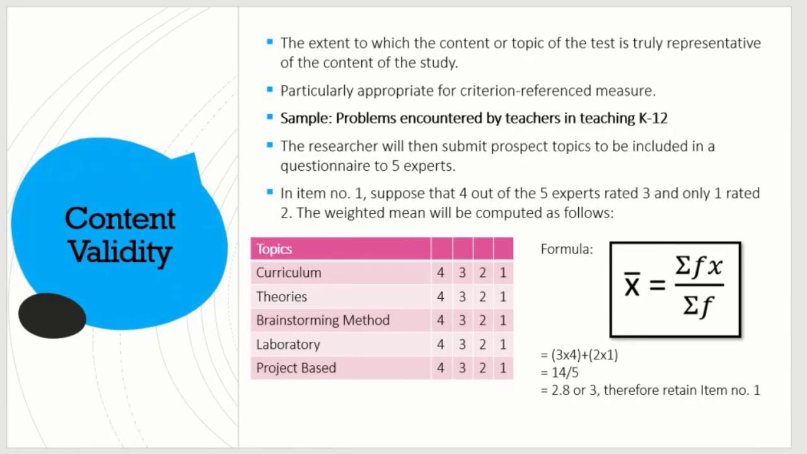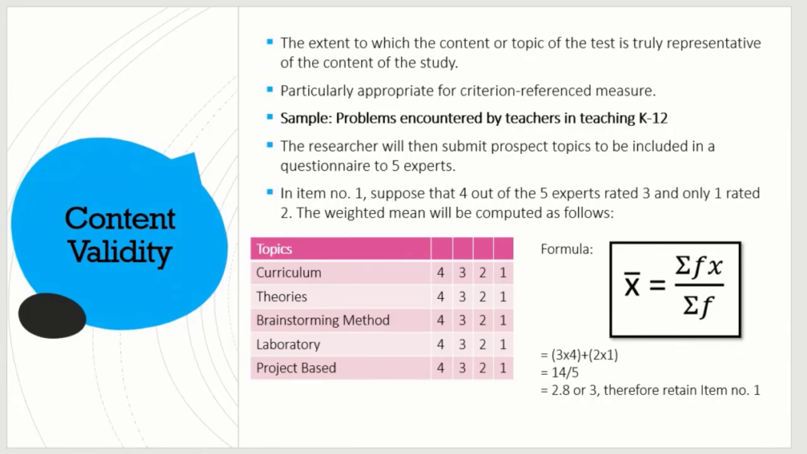So ang mga topics na feeling niya ay kailangan niyang isali sa kanyang questionnaire are the following: curriculum, theories, brainstorming method, laboratory, project-based. Those are the topics that the researcher thinks, no, na kailangan niyang itanong sa mga teachers para masagot niya itong question niya, which is problems encountered by teachers in teaching K to 12. So for example, in item number 1, suppose, let's say that 4 out of the 5 experts rated 3 and only 1 rated 2. So the weighted mean will be computed as follows.